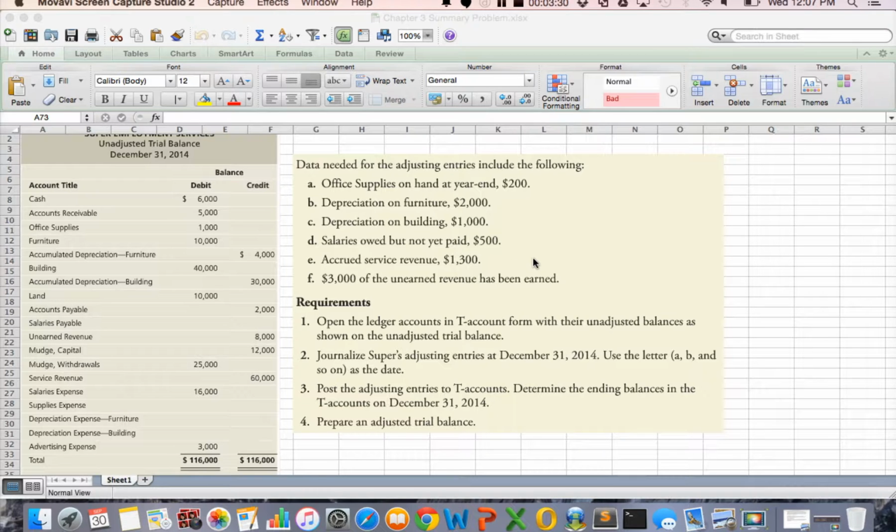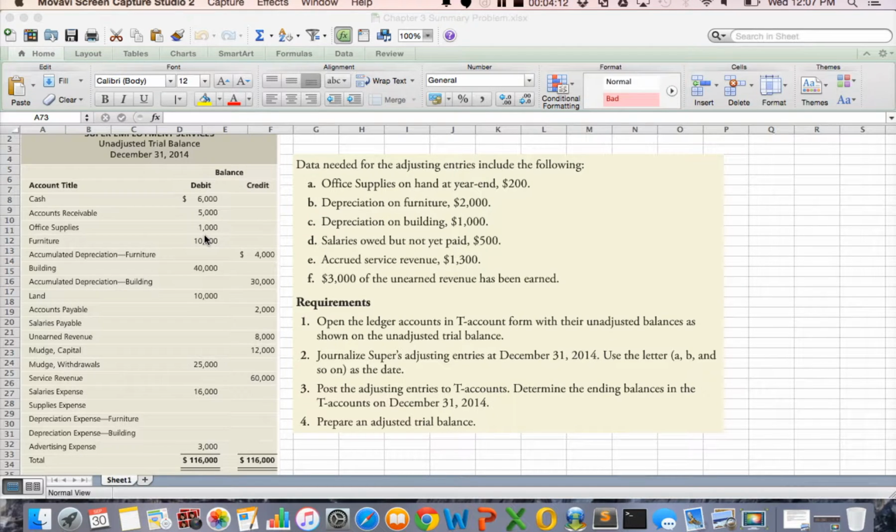So as we go through these, when you look at one of these A, B, C, D, E, or F, one of these questions or pieces of information, the first thing that you should be doing in your head is trying to figure out, okay, for A, office supplies on hand at year end equal $200. Well, this is probably the hardest one to figure out, but based on that information, I need to figure out what type of adjusting entry I'm going to make here. So if I look over here, or I could look at my T chart, I see that on the unadjusted balance, I have a $1,000 debit balance in office supplies.